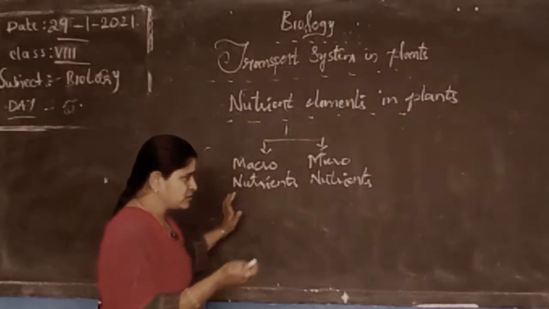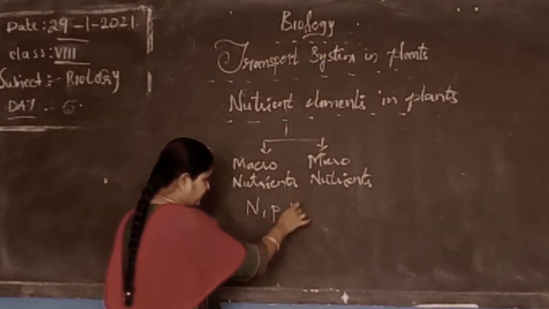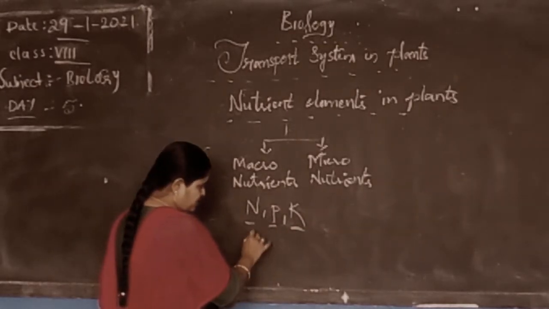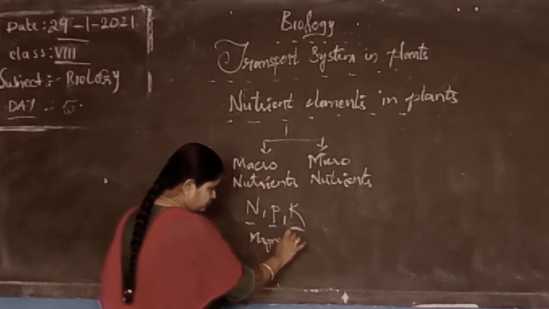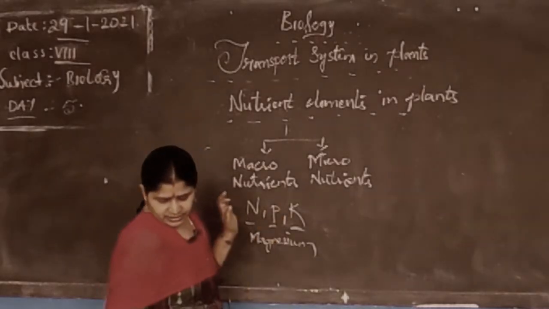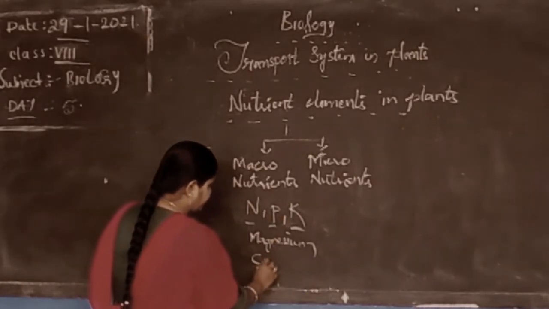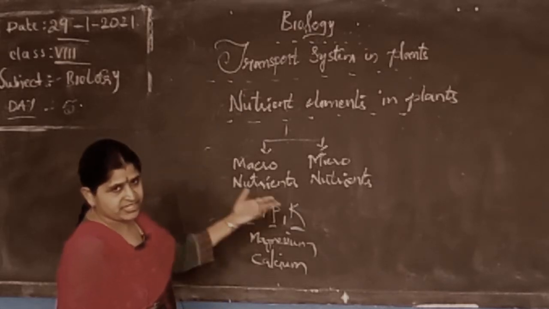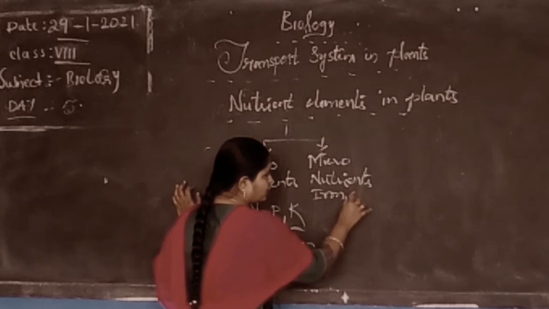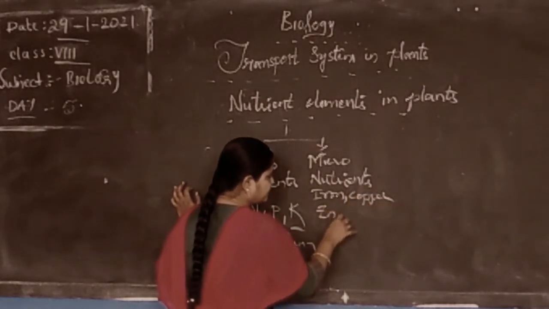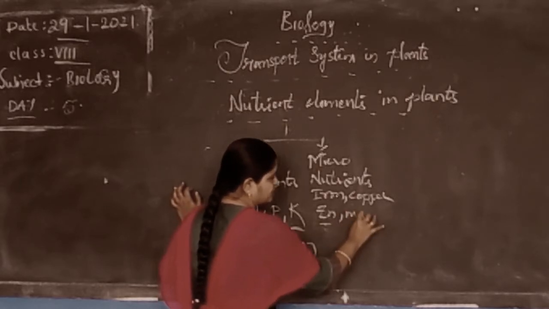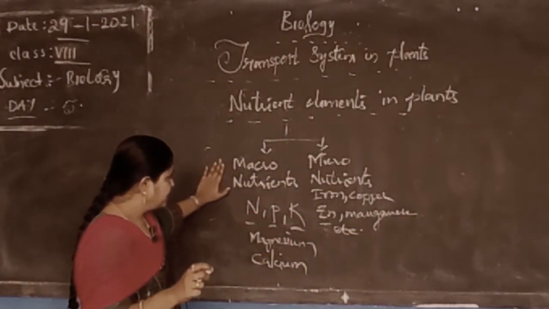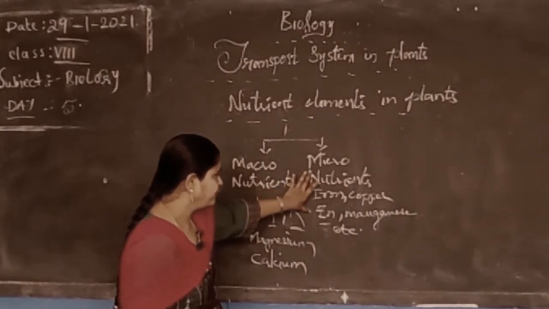Normally, if we talk about macronutrients, commonly NPK. What are NPKs? Nitrogen, phosphorus, and potassium. Along with this, magnesium, and also calcium, very important. These are grouped under macronutrients. Whereas micronutrients are iron, copper, zinc, manganese, etc. These are the different categories of macronutrients and these are the different categories of micronutrients.